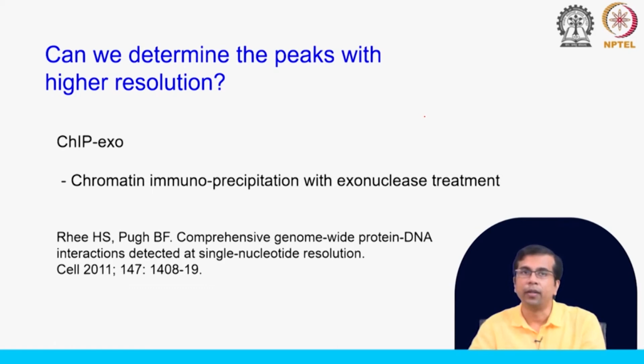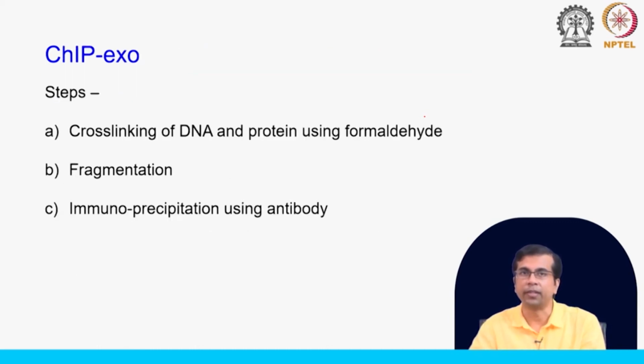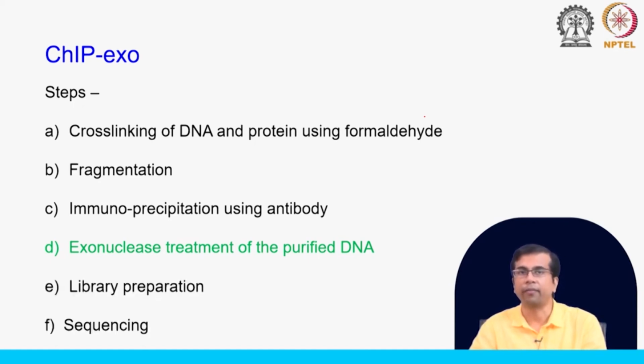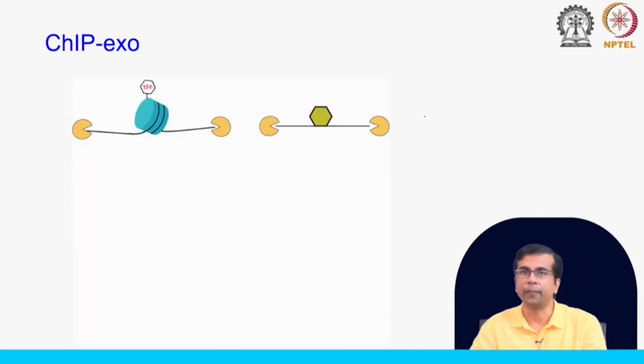It is called ChIP-exo. This is chromatin immunoprecipitation with exonuclease treatment. The steps are mostly similar. You can see the first three steps are exactly identical as before. We have cross linking, then fragmentation, then immunoprecipitation using antibody, but there is an extra step here, which is the exonuclease treatment of the purified DNA, or the purified fragments that we get. Then we have library preparation and sequencing.